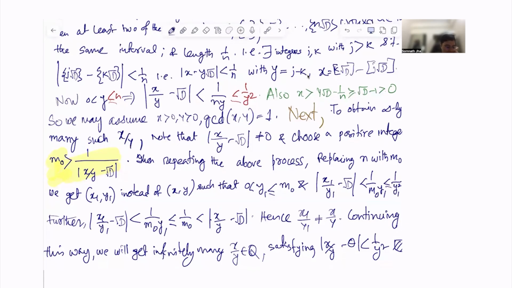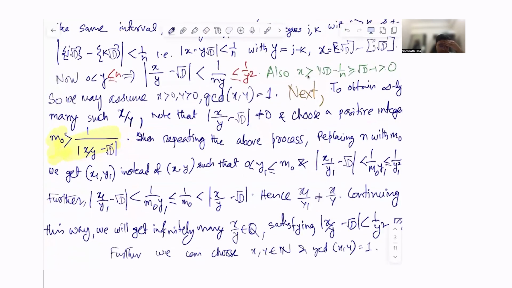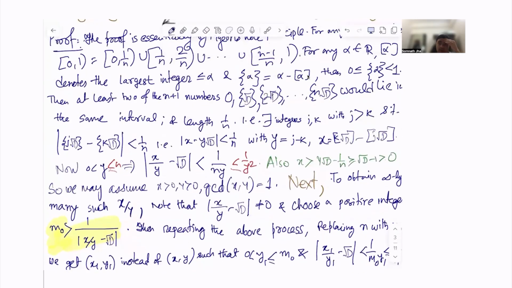Then you again take m double naught greater than 1 by |x1 by y1 minus root d|. So you can continue this way and you get infinitely many x by y in rationals such that this is less than 1 by y squared. Further, we can choose x, y in natural numbers with GCD 1 at each stage. So we'll see how it is useful to us next time. Thank you.